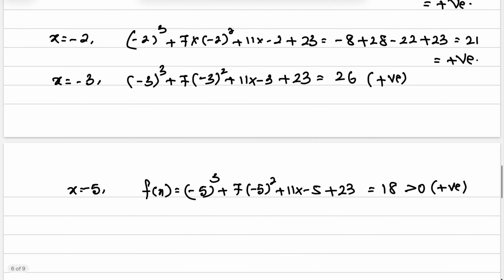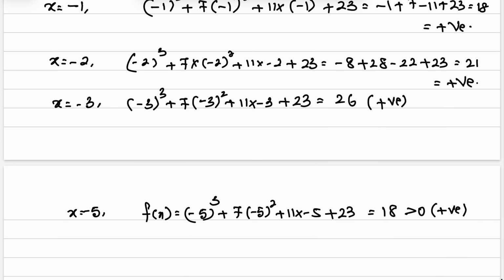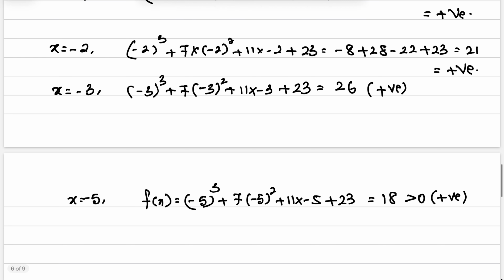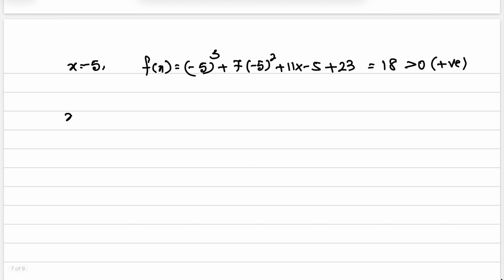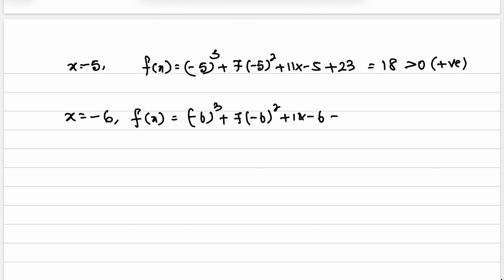That means it is increasing and again it started decreasing. There will be a chance where it becomes negative. x is equal to minus 6. Function at minus 6 is minus 6 whole cube plus 7 into minus 6 whole square plus 11 into minus 6 plus 23. Minus 6 whole cube, what will be its value?